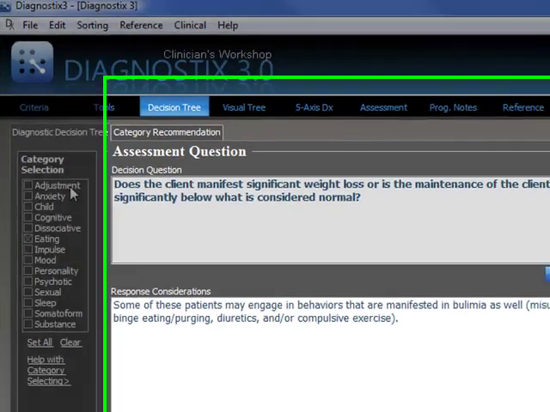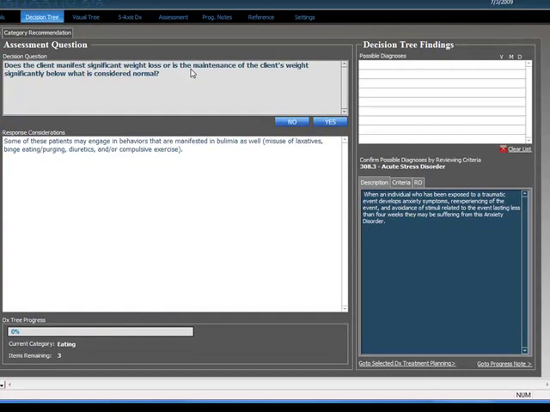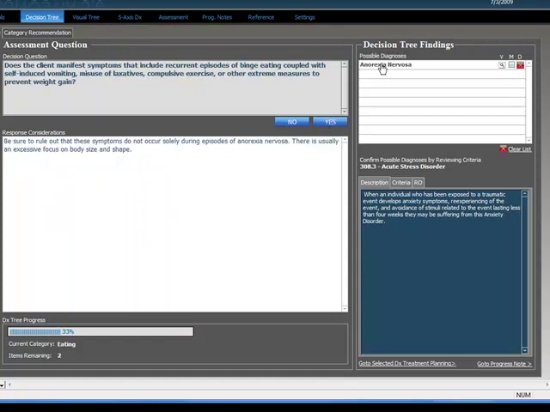If I click Start, the first question is, does the client manifest significant weight loss, or is the maintenance of the client's weight significantly below what is considered normal? There's some response considerations to look at. Some of these patients may engage in behaviors that are manifested in bulimia as well: misuse of laxatives, binge eating, purging, diuretics, and/or compulsive exercise. Sometimes you get bulimic behavior in anorexia, and that's what this is kind of shooting for. So let's say that is present in my client's presentation. If I click yes, it actually will pull in the possible diagnoses based upon your response to this and put that in the possible diagnostic decision tree findings.